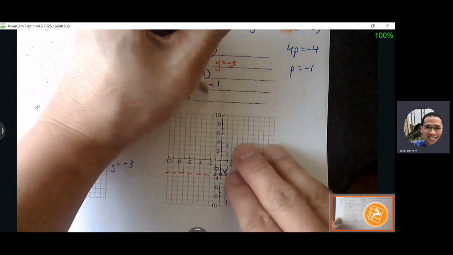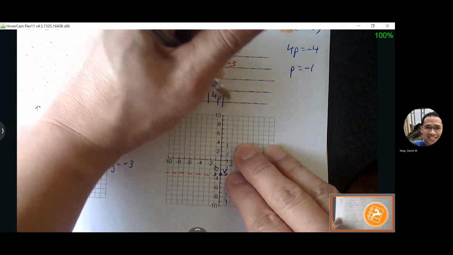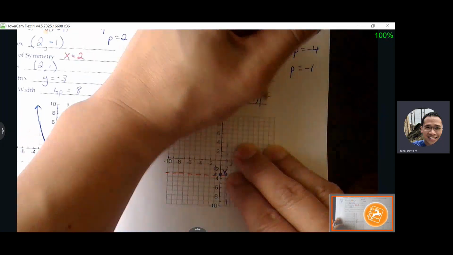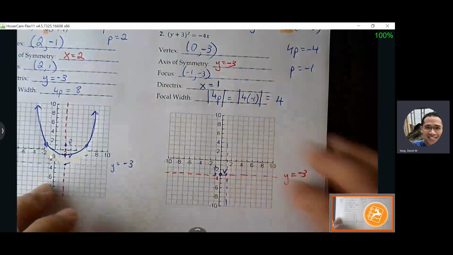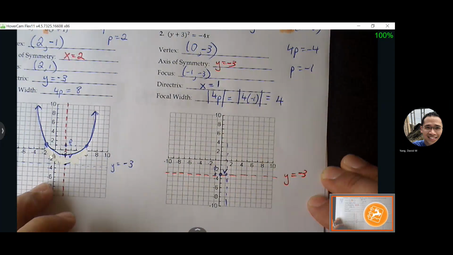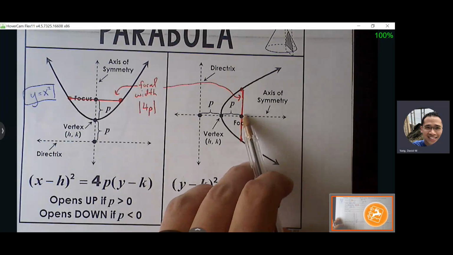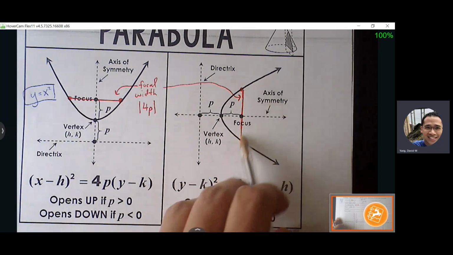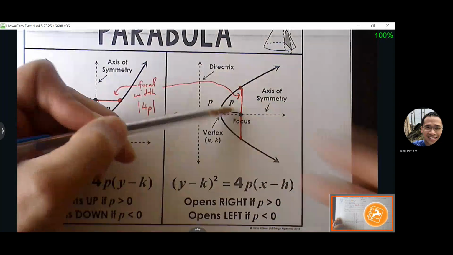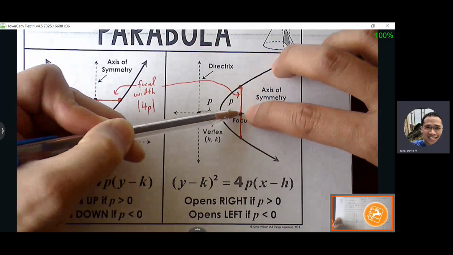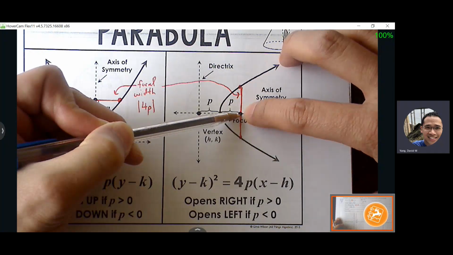Okay. Focal width is the absolute value of 4p. p is -1. 4 times -1 is -4, but the absolute value will turn it back to a positive 4. For my focal width, I'm going to start on the focus and go up how many units? Good, 2, right? The whole length is 4. So I only want to go half if I want to start in the middle, right? Up 2 and down 2.